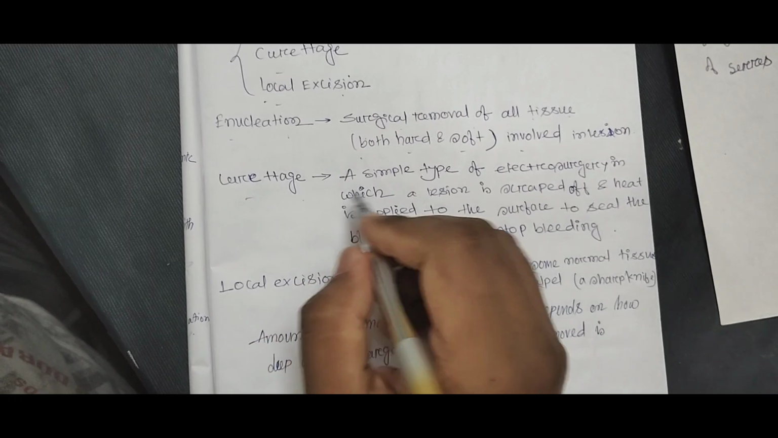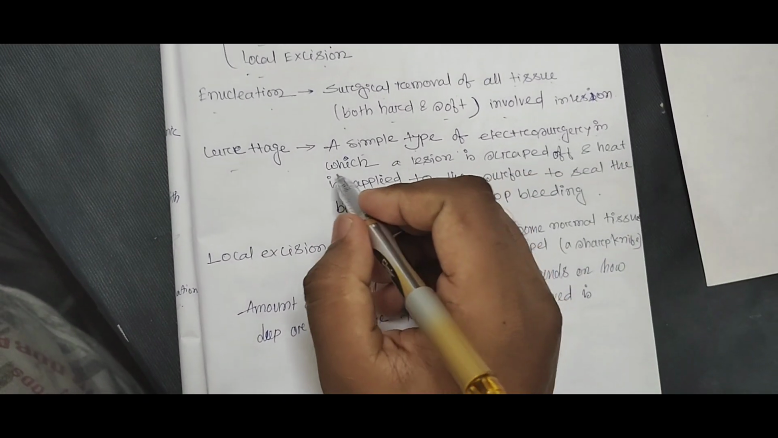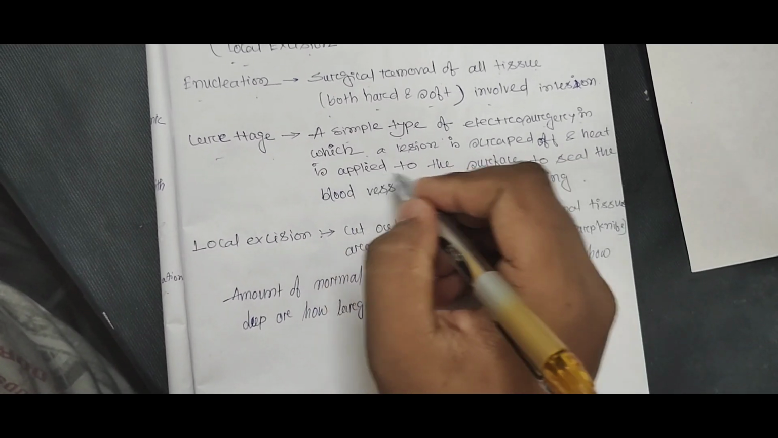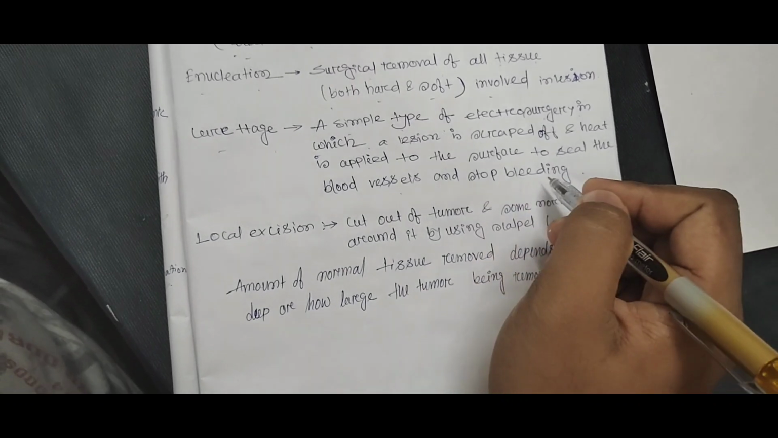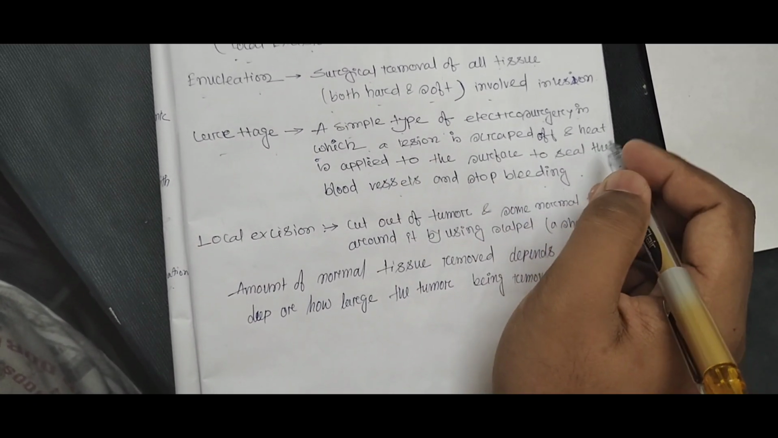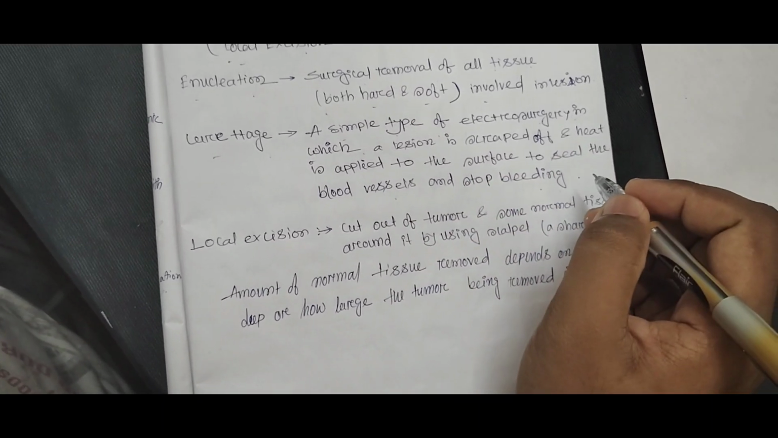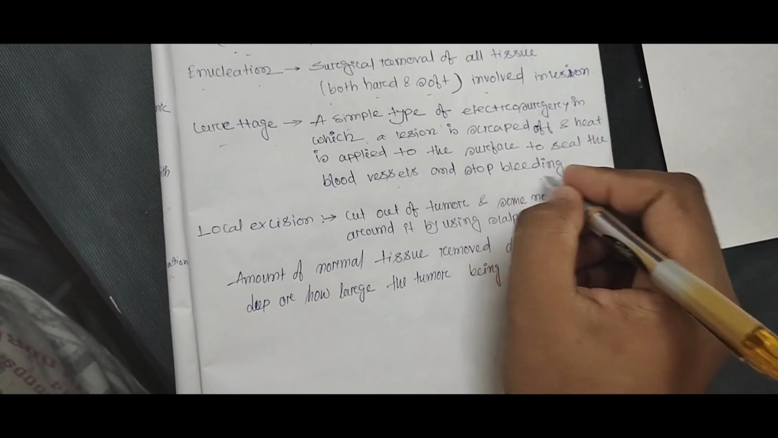Curettage is a simple type of electrosurgery in which a lesion is scraped off and heat is applied to the surface to seal the blood vessels and stop bleeding. Here heat is applied to the surface to seal the blood vessels so that it stops the bleeding.